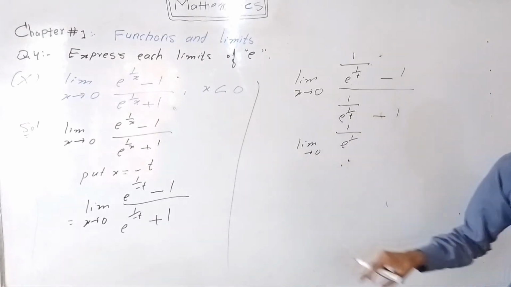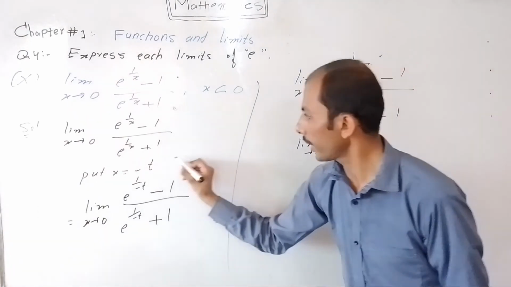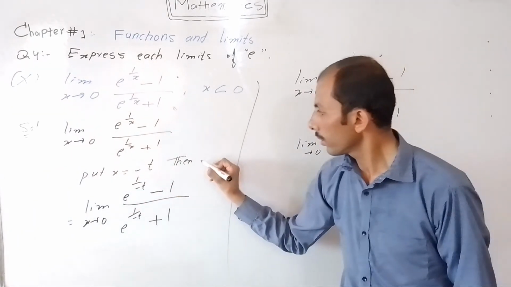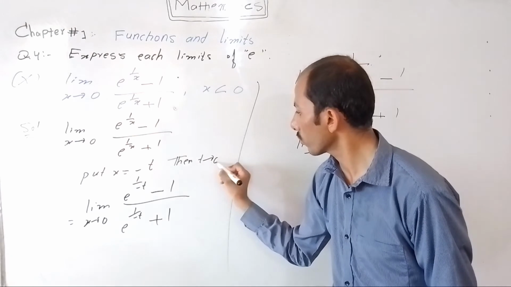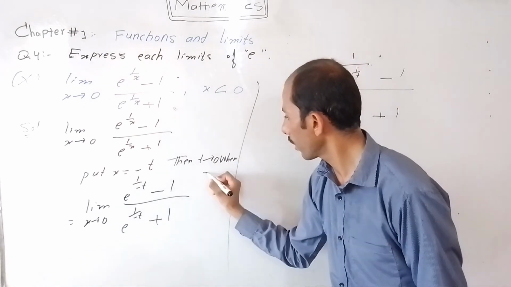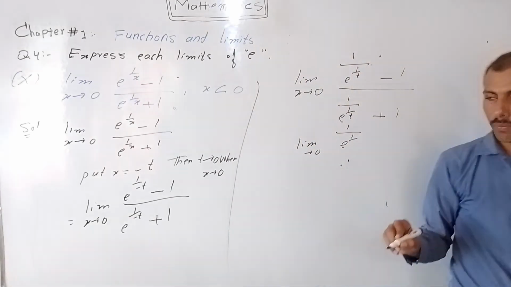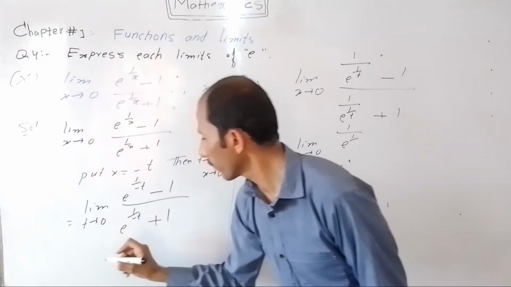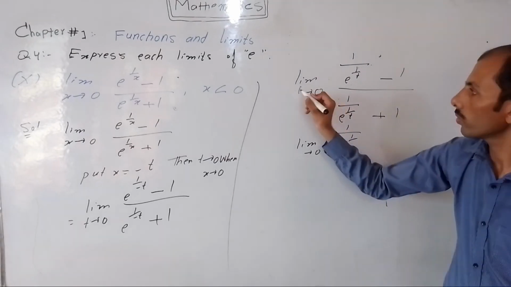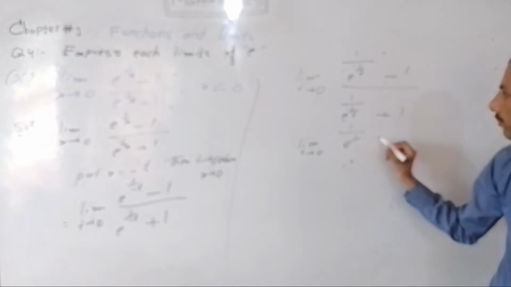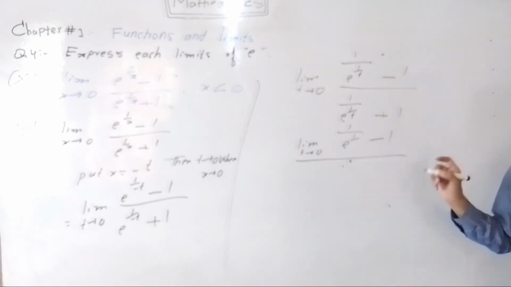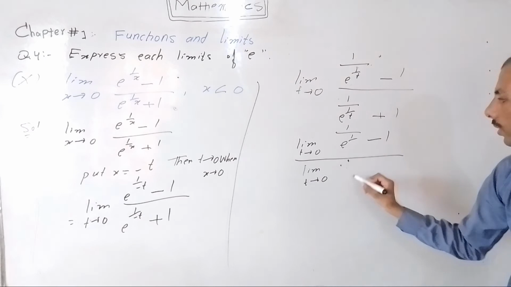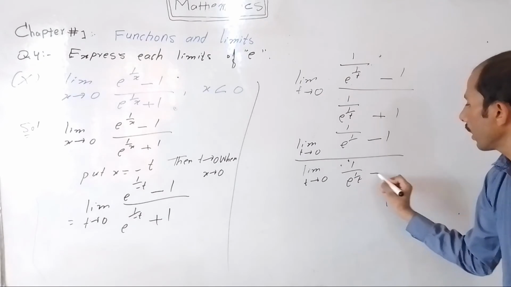Dear students, so then put x is equal to minus t, then t approaches to 0 when x approaches to 0. So t approaches 0, it means t approaches to 0 from the positive side, minus 1, divided by limit t approaches to 0 of 1 divide e power 1 divide t plus 1.